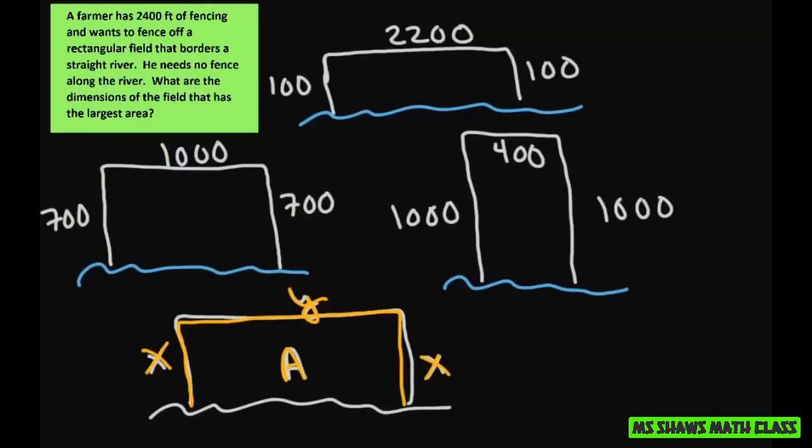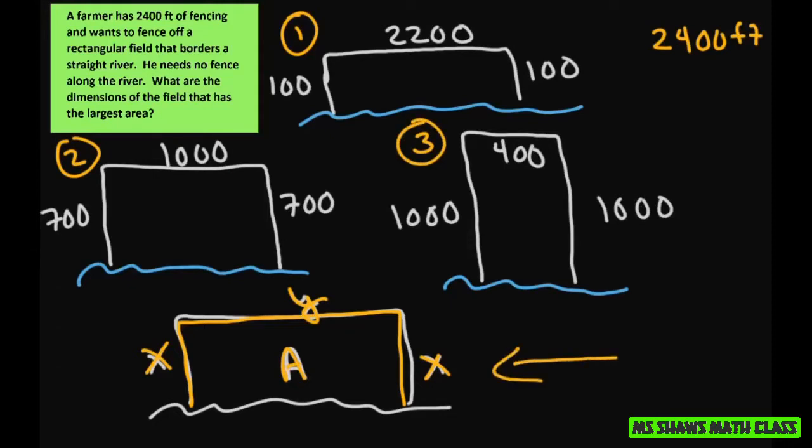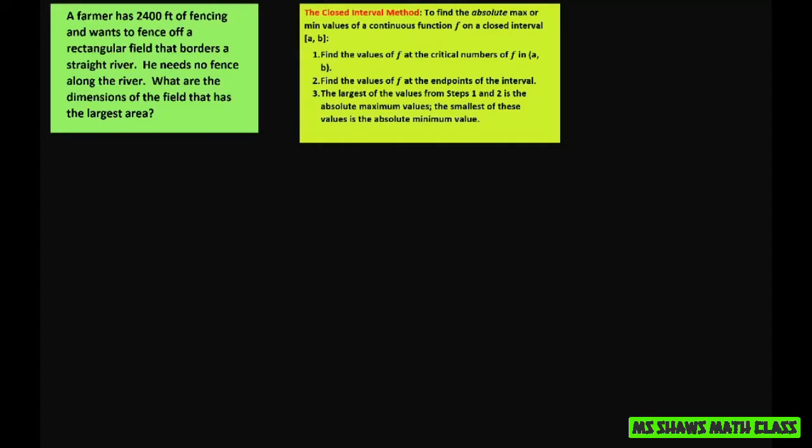So to approach this problem, sometimes it's a good idea to draw some pictures of what it might look like. So if we have the perimeter being 2,400 feet, here's some options: 1, 2, or 3. Now this is our general form, a general case. And so then we can find exactly what we need to do to maximize. And we're going to use the closed interval method to find it.